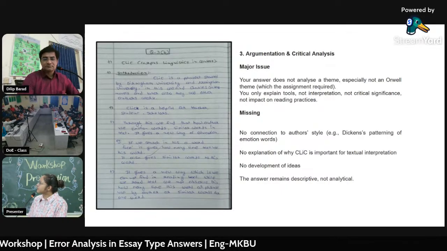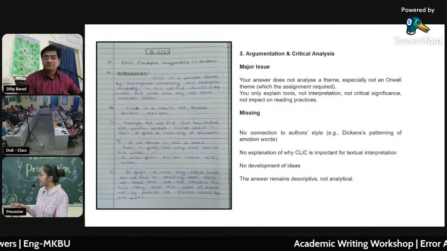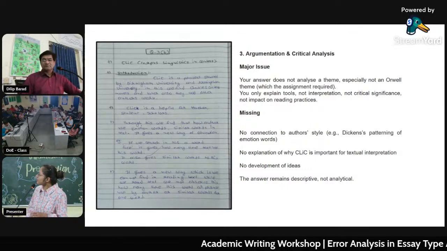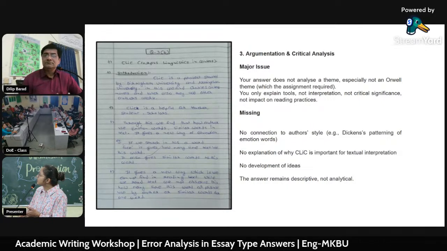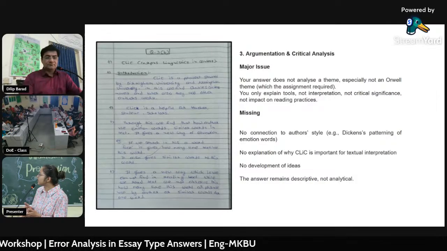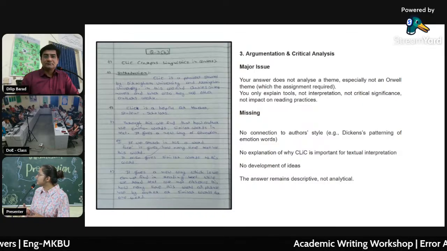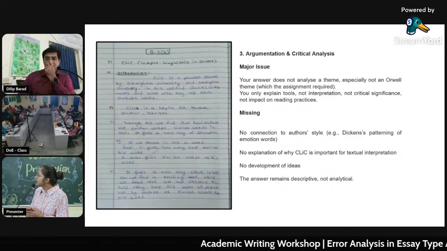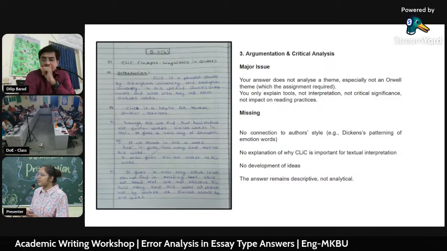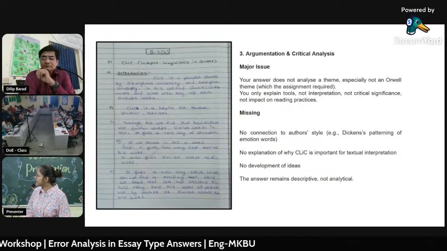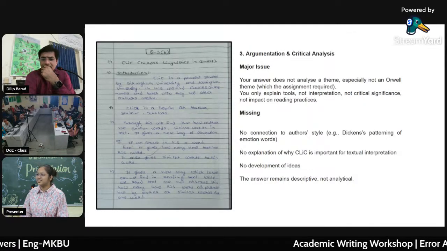So this question is about a click project. ChatGPT found it more analytical. The major issue is that your answer does not analyze the theme. You only explain tools, not interpretation, not critical significance. What is missing is any connection to the author's style, like Dickens' patterning of emotion in words. There is no explanation of why click is important for textual interpretation, and no development of ideas. So the answer remains descriptive, not analytical. ChatGPT found this. Thank you.